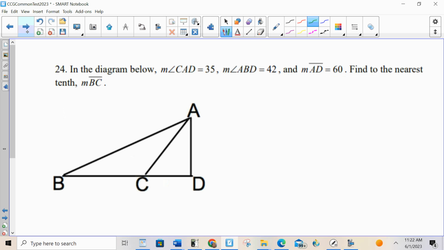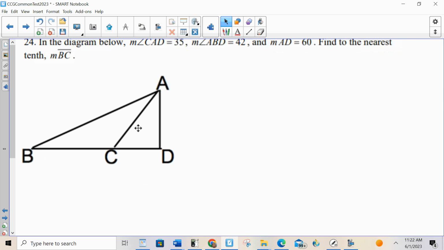Now, I can almost guarantee you there's going to be a 4-point compound right triangle problem. And I can say that half of those, there's a 50% chance it's going to literally be this exact picture with this exact procedure. If it's not, you have to just kind of wrap your head around the situation, do the best you can. Measure of angle CAD is 35. Was I smart enough to make this bigger? No, I wasn't. That's okay. CAD is 35. ABD is 42. AD is X. I'm sorry, AD is 60.